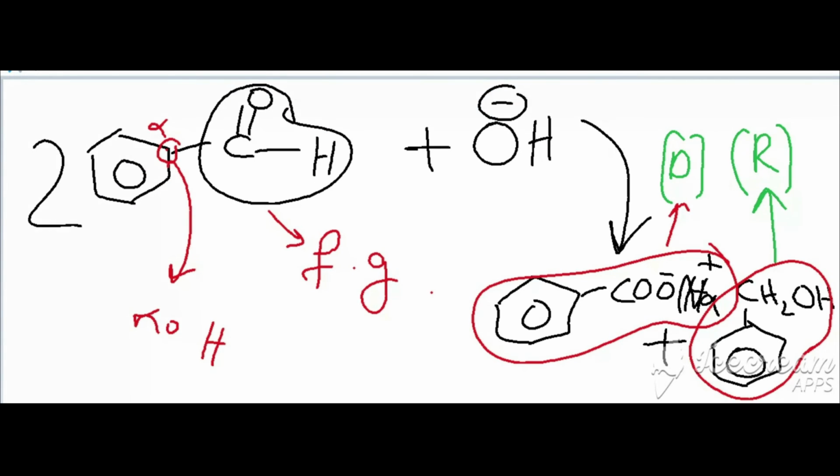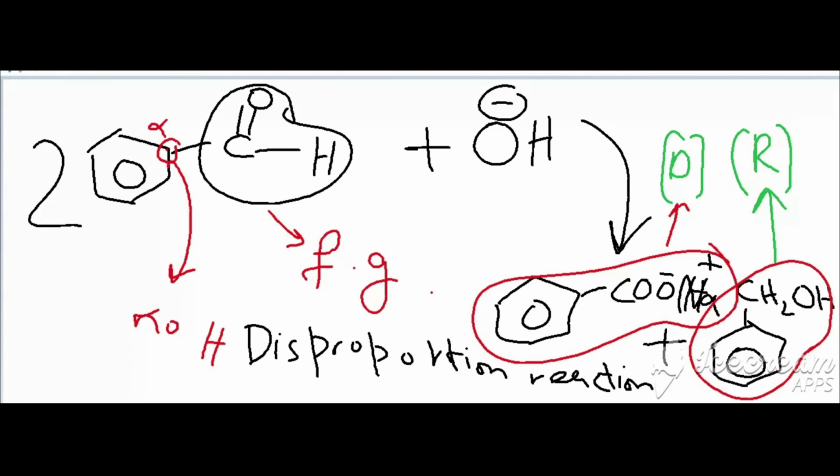Benzaldehyde will oxidize the other. So one is oxidized and the other is reduced. Such types of reactions, you know, are disproportionation reactions, in which oxidation and reduction take place by only one species.